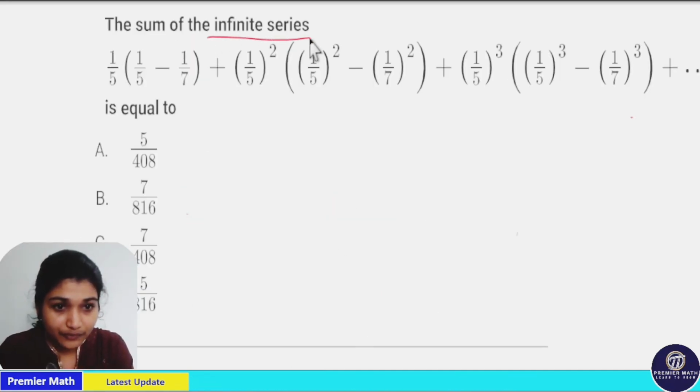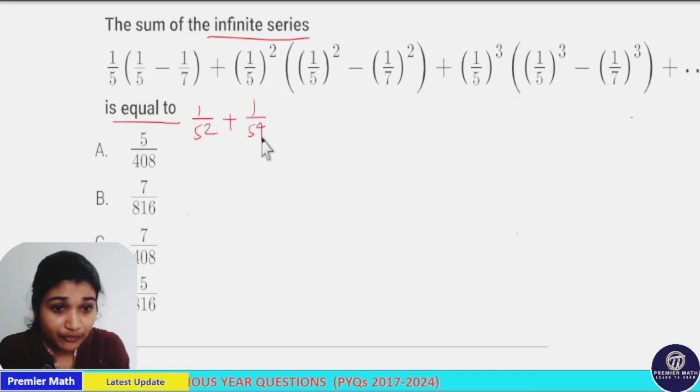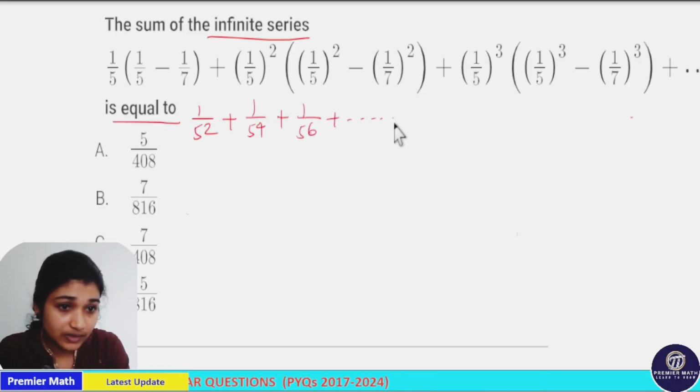The sum of the infinite series is equal to, here add the positive terms together. 1 by 5 into 1 by 5 is 1 by 5 square, plus 1 by 5 square into 1 by 5 square is 1 by 5 raised to 4, plus 1 by 5 cube into 1 by 5 cube is 1 by 5 raised to 6. So this is an infinite series.